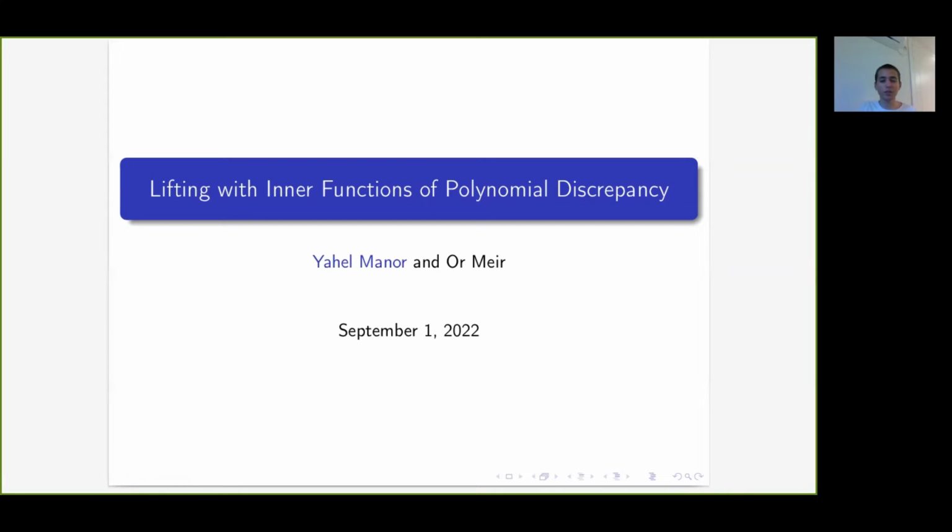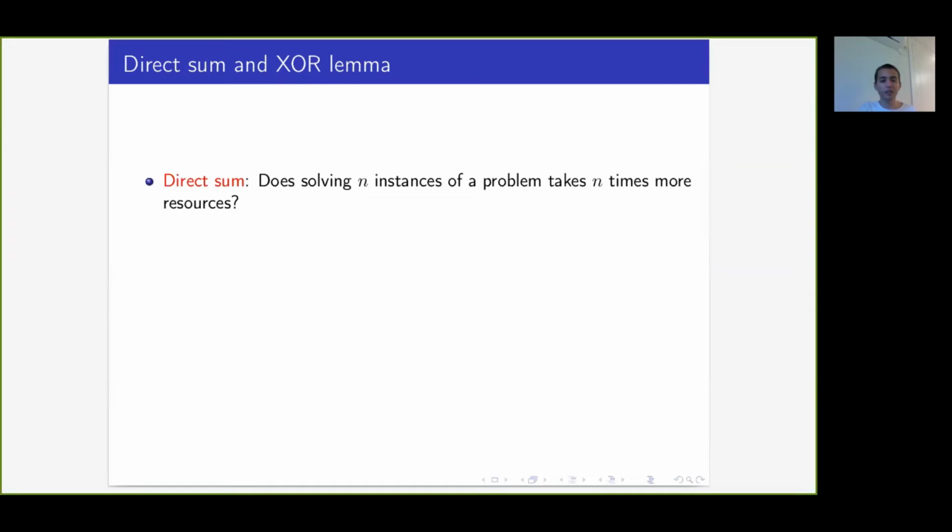Joint work with Or Meir on lifting with low polynomial discrepancy. This talk will be about lifting theorems, but in order to motivate our work, we first state the direct sum question. The direct sum question asks, does solving n instances of a problem take n times more resources than solving one instance? This question has been studied extensively.